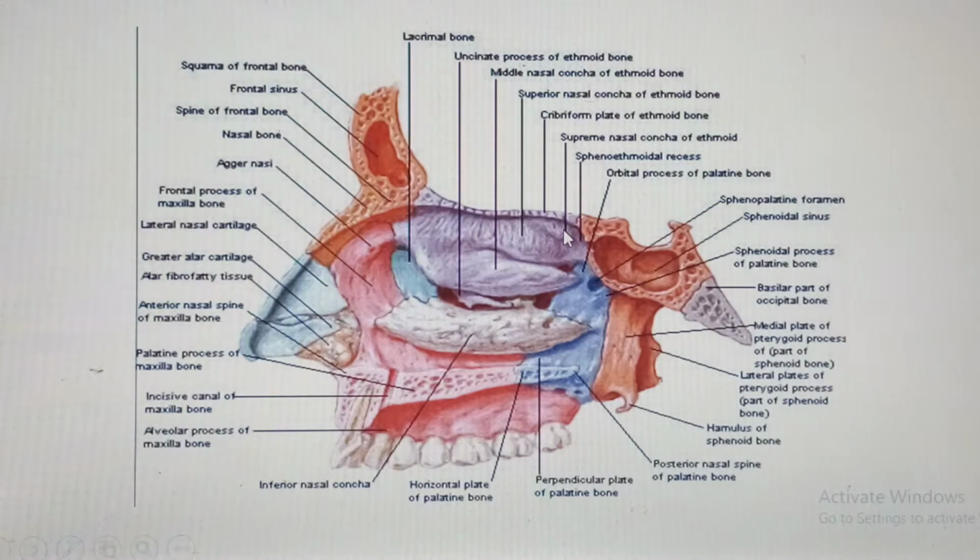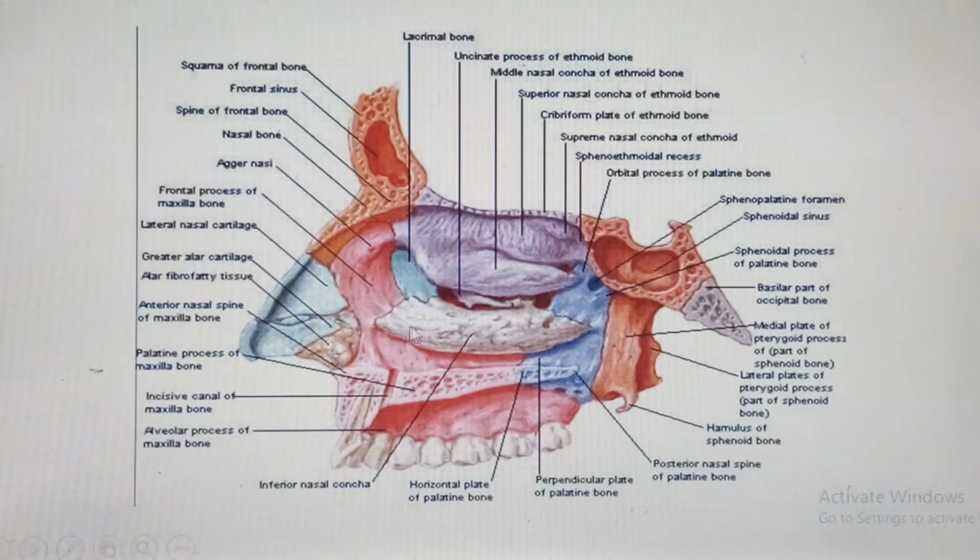Now sometimes there could be another one coming above the superior nasal concha, and that's what we call the supreme or the highest nasal concha of the ethmoid. Usually there are two coming directly from the ethmoid: the superior and the middle nasal concha. But sometimes some individuals may present with another one which is even superior to the superior nasal concha, and that's what we call the supreme nasal concha. All these ones are coming from the ethmoid.